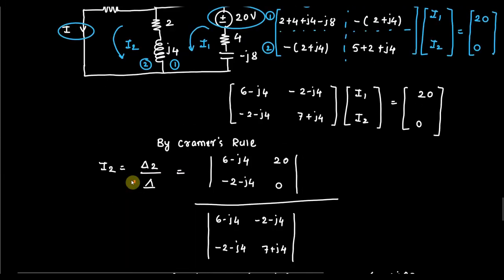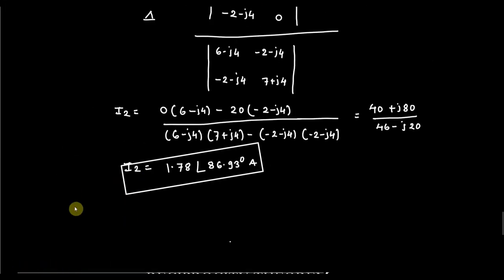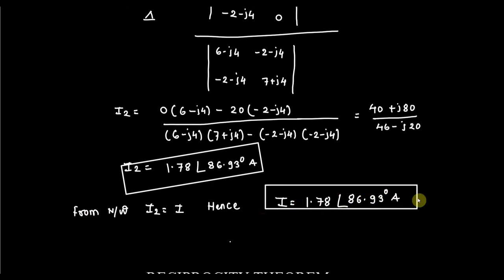But our aim is to find out the value of I. And if you see the network, your I2 is same as I. Okay, so you write one last statement here. From the network, your I2 is equal to I. Hence, what is the value of I? Your I is 1.78 at an angle 86.93 degree ampere. Right? And this will be your equation number 2.